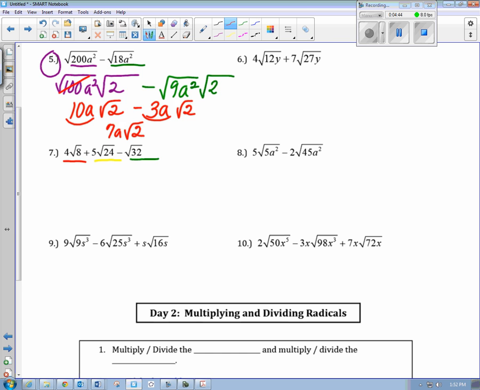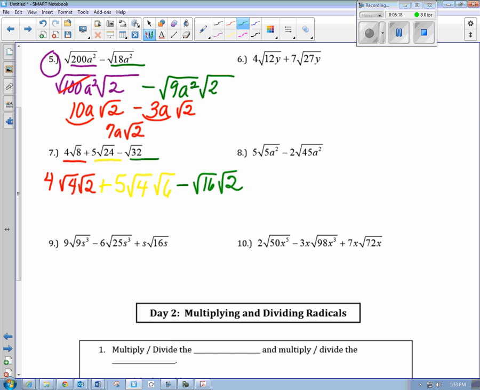So for the first one, radical 8, I know I'm going to do 4 and 2 when I simplify that. And then the middle term, I've got a 24 there, which is going to be 4 and 6. And then the last term, 32. Some of you may be tempted to do 4 and 8. I'm going to do 16 and 2 because 16 is the largest perfect square that goes into 32.